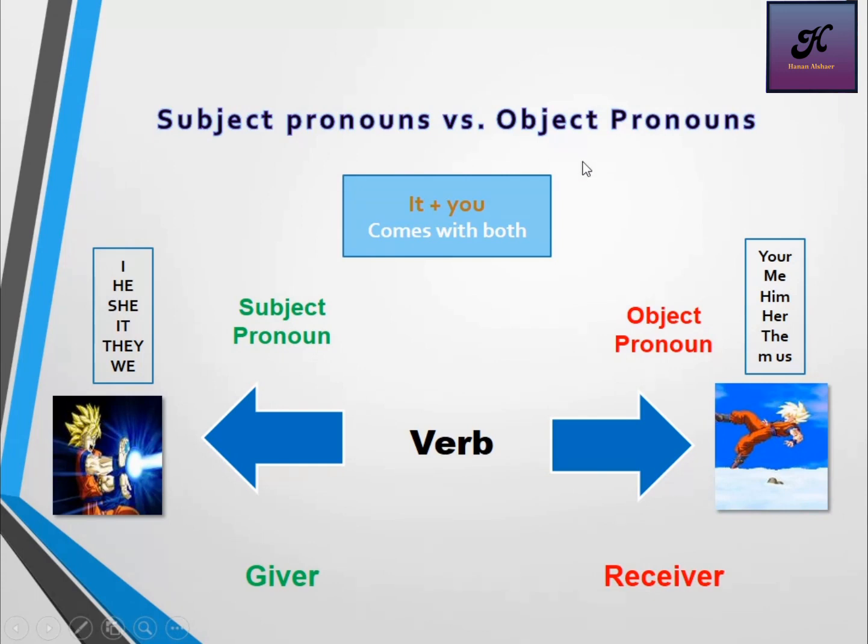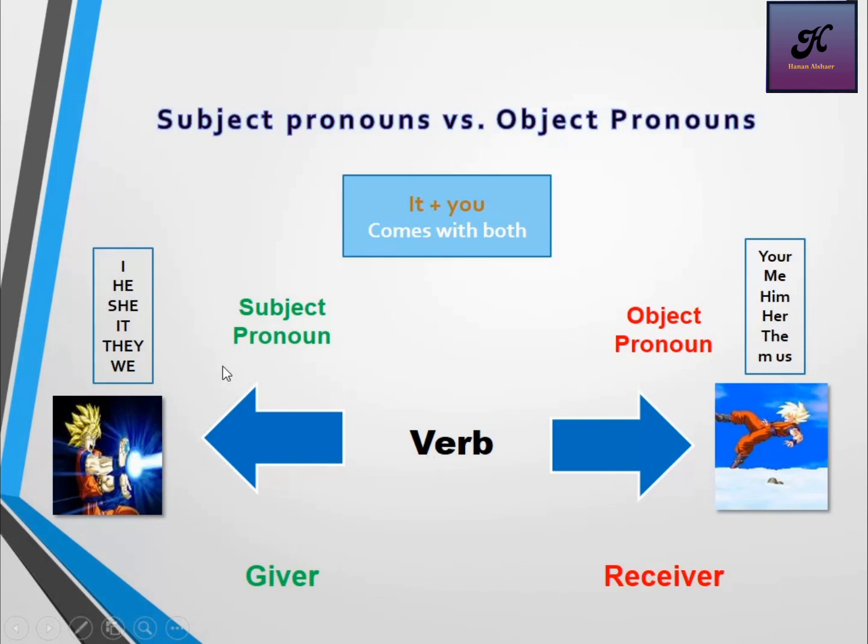Subject pronouns versus object pronouns. Now in this picture, as you can see, subject pronouns are the pronouns that are doing the action, or doing the verb. They are the giver. They are the ones who make the verb, who make the action. For example, I am eating, I am drinking, I am writing, I am drawing. So who is the one making the activity, the action, the verb? We call it the subject pronoun. And the subject pronoun always comes before the verb, as you can see.